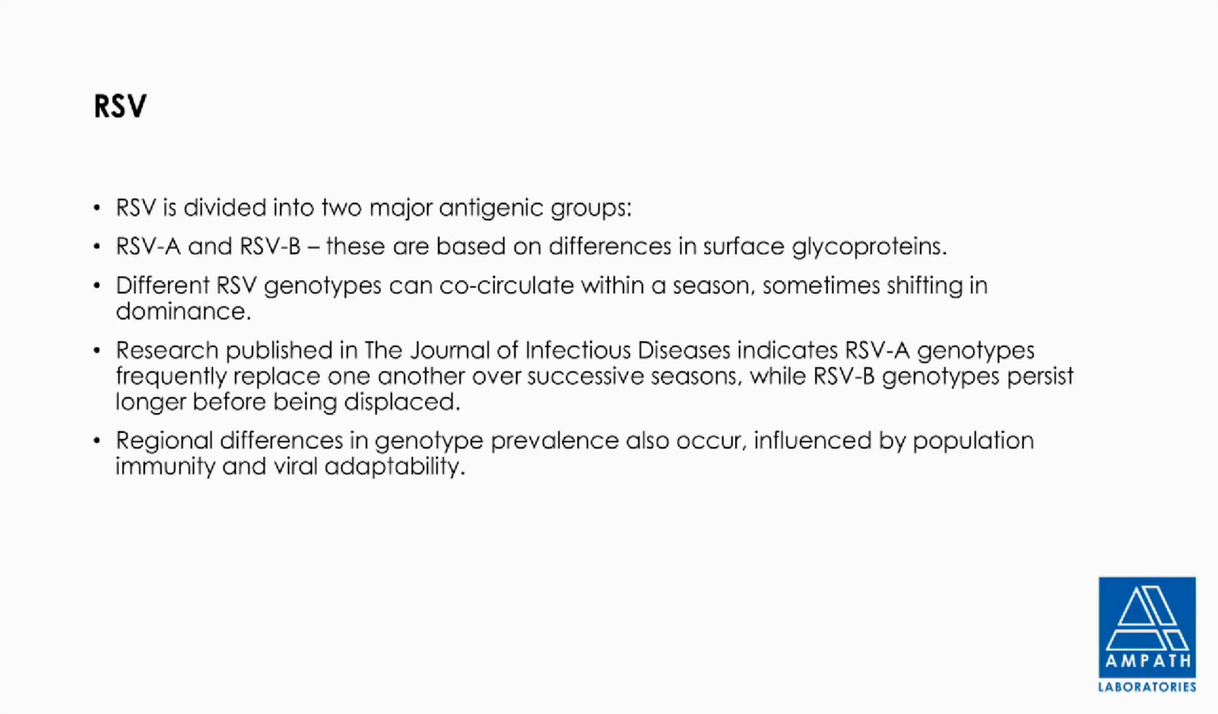So you have different genotypes, and they can co-circulate within a season, and they can shift in dominance. Research published in the Journal of Infectious Diseases says that the RSV A genotype frequently replaces one another over successive seasons, while B tends to persist longer. And you will have regional differences in genotypes.